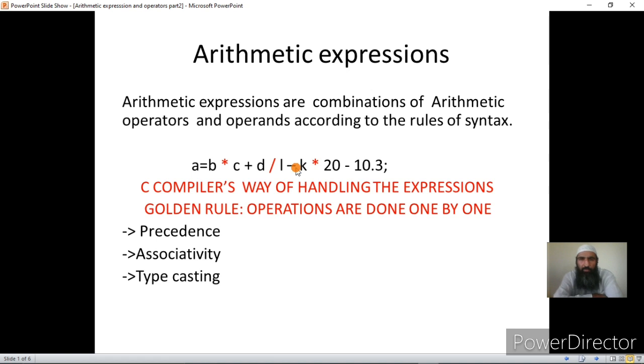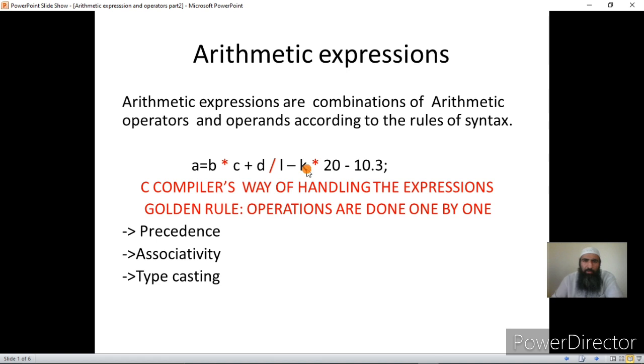We must know how the C compiler handles these arithmetic expressions. Then only we can predict their outputs and be sure whether the results are being produced as we desire, because once we write the arithmetic expression, if we don't know what the final result will be, then it will be an ambiguous thing.